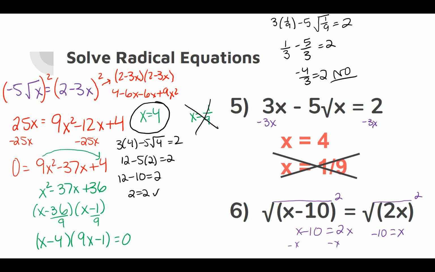Okay? We do have to check it because it was a square root. What's -10 minus 10? What's 2 times -10? Now we don't like negatives, but that's a true statement, right? Even though we don't like negatives under radicals, the square root of -20 is equal to the square root of -20. So this is one of the situations where that answer is going to work. So x does equal -10.